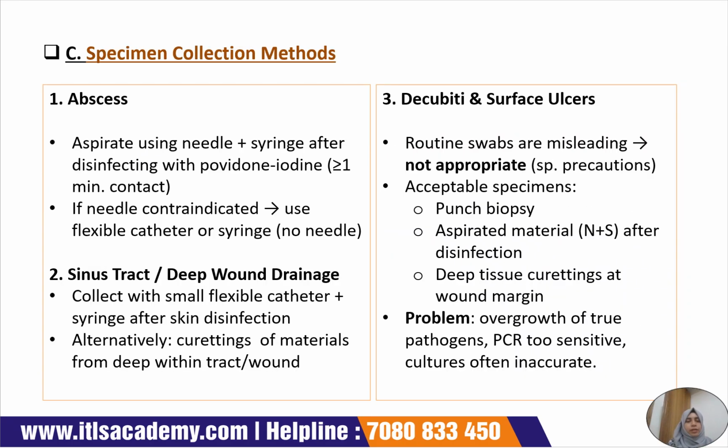In this slide, we will learn that there are different collection methods of specimens. For abscess, aspirate materials are taken via needle and syringe after disinfecting the surface with povidone iodine, which must be in contact for at least 1 minute. If a needle is contraindicated, flexible catheters or a syringe without needle should be used.